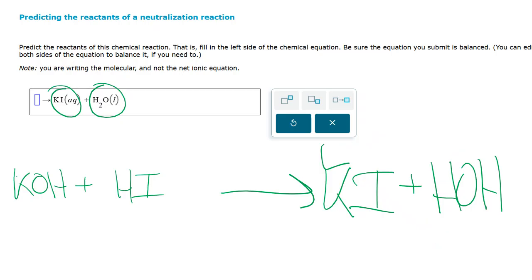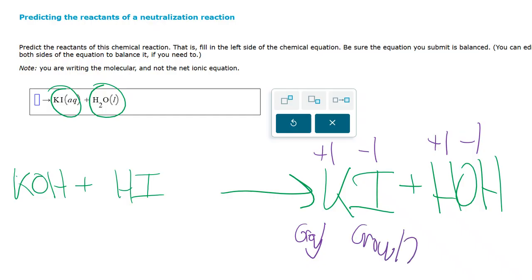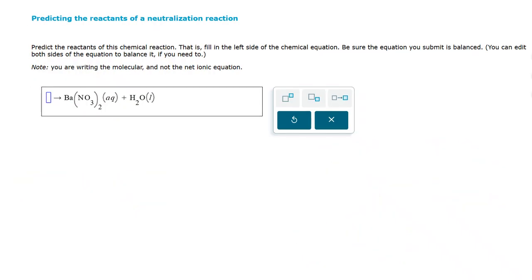And the smart thing to do is just to write above what the charges are. Potassium is always +1, iodine -1, hydrogen's always +1, hydroxide -1, because that is in group 1, and iodine is in group 17. Hydrogen's always a +1, hydroxide always is a -1. This one is definitely challenging.